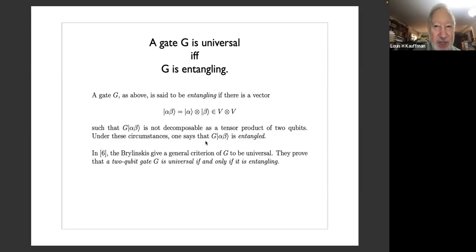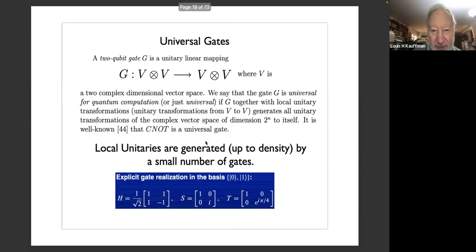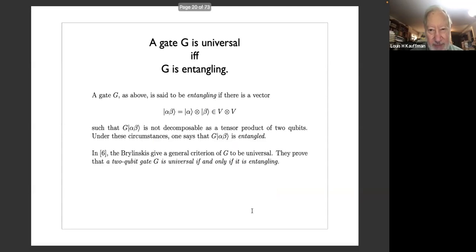I say that a gate G is universal if you can combine it with H, S, and T, making as many tensor products of spaces and transformations as you like, to generate all unitary transformations. So the CNOT is universal, but any gate is universal. Any 4 by 4 unitary transformation is universal if it's entangling.